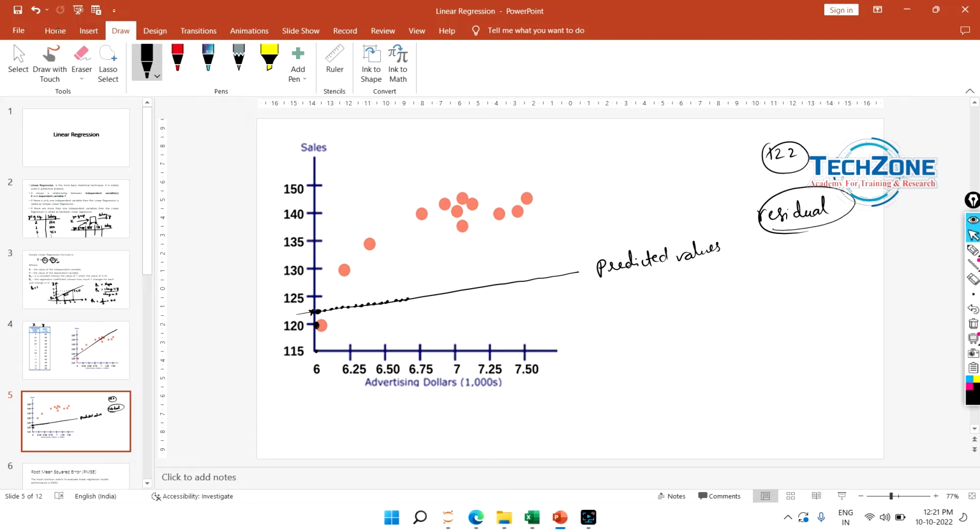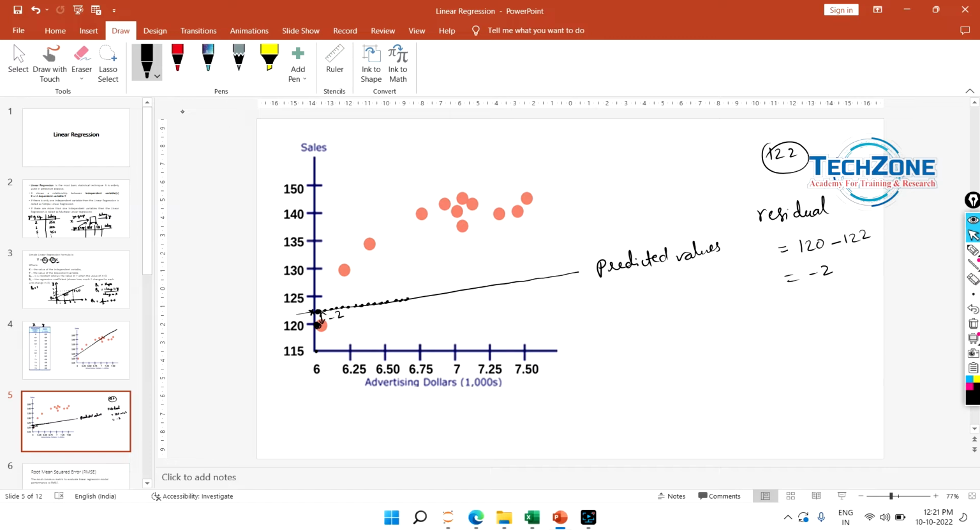What is a residual? Residual is the difference between the actual value and the predicted value. This is our actual value, 120. What is the predicted value? 122. So what is the residual here? Actual value minus predicted value. Actual value is 120 minus predicted value is 122. So the residual is minus 2.